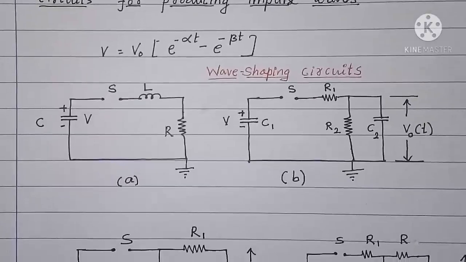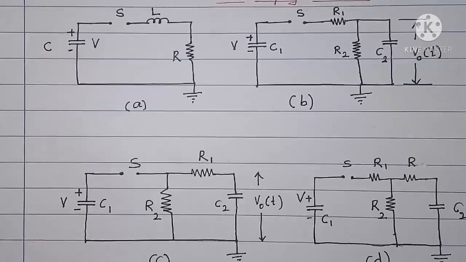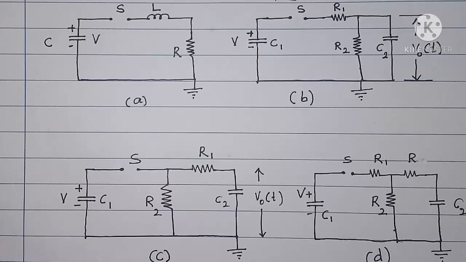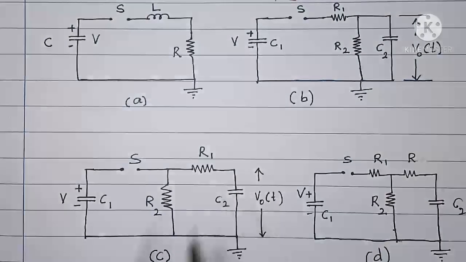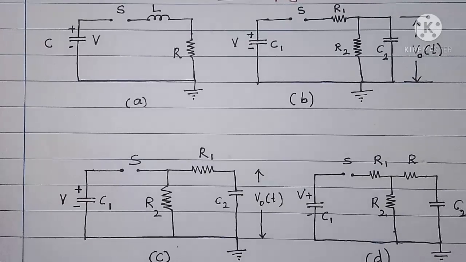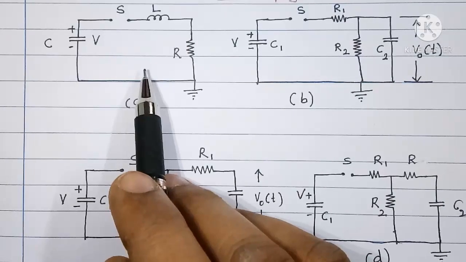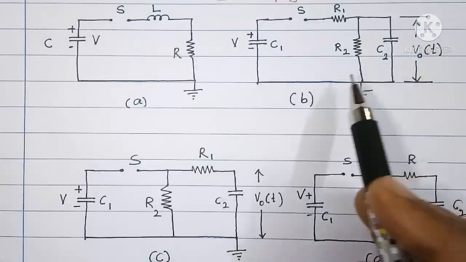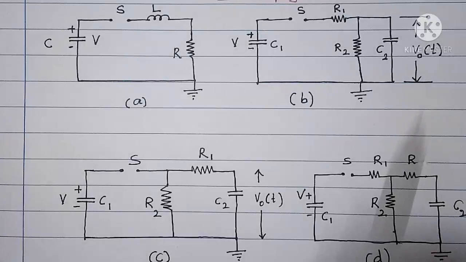Here I have given 4 wave shaping circuits. You can refer, and these circuits are named as circuit A, circuit B, circuit C and circuit D. First circuit is RLC series circuit, and it is designed to have overdamping. Circuit B, C and D are having two RC circuits in them.